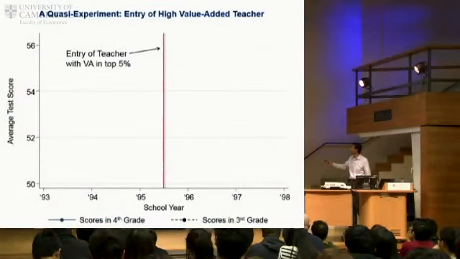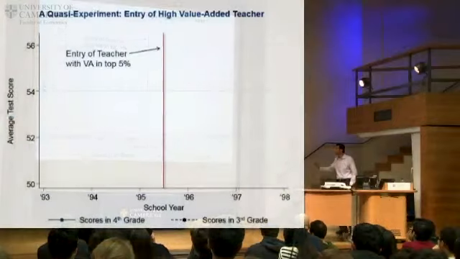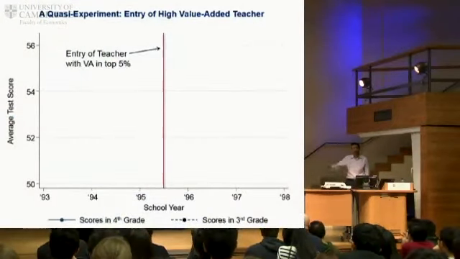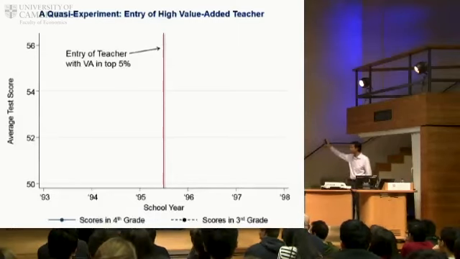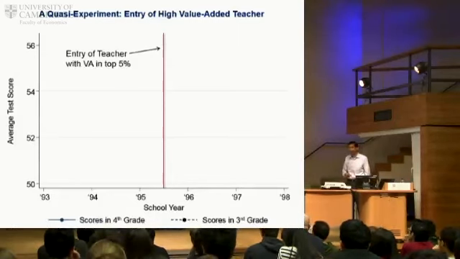So what happens in this school is at the beginning of the 1996 school year, a new teacher comes in and starts teaching in 4th grade, and that teacher is rated based on prior data in the top 5% of the value-added distribution. So it's rated to be a very high value-added teacher. So what we're going to do is essentially look at how test scores evolve in the school depending upon the point where this high value-added teacher comes in.